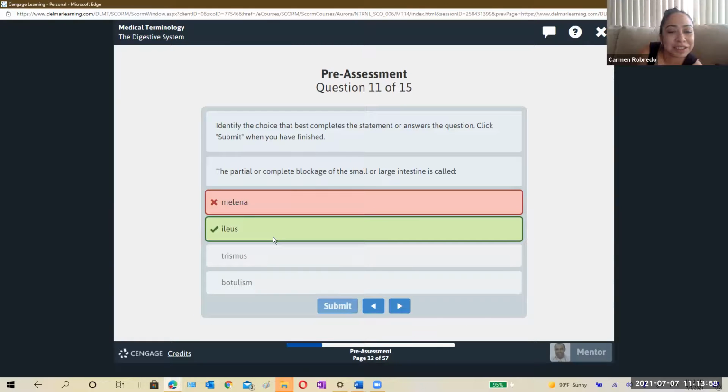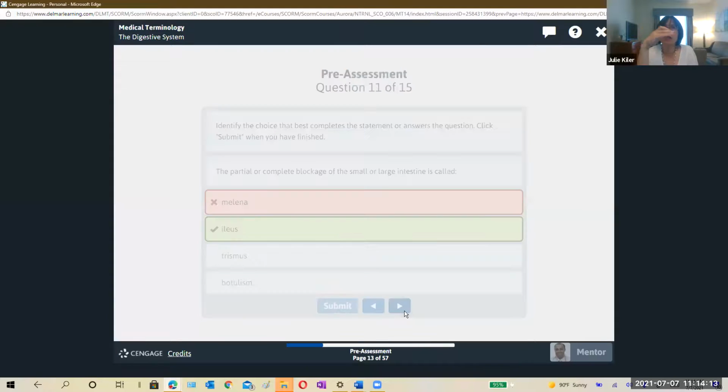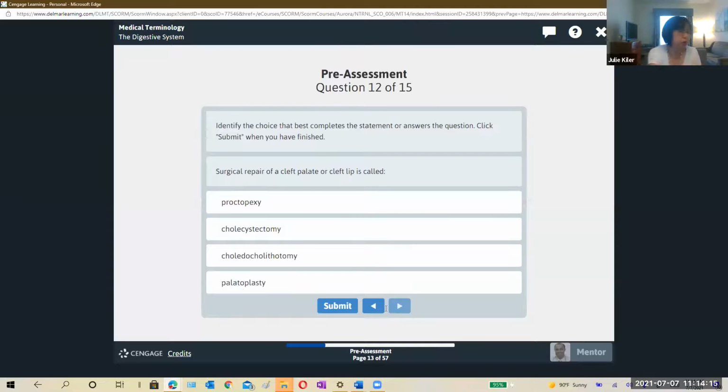Ileus. We just talked about that. Yeah. So melena is when you poop blood. Hematemesis, melena. So there's ileum, ileus. Remember those three words and the differences.